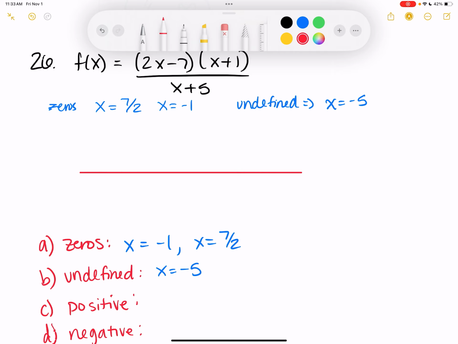So I'm at -5, and a lot of times the ones that are undefined, I'll actually put a little line through them so that I remember I can't include that one. And again, not as relevant with this problem, but when we get to the inequalities it will be. And then -1 and 7/2. So these sign charts are going to look a little different because they're now fractions. So I'll have the two things on top and the one on the bottom.